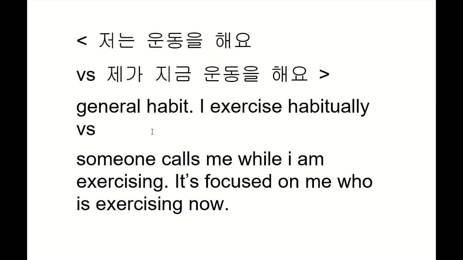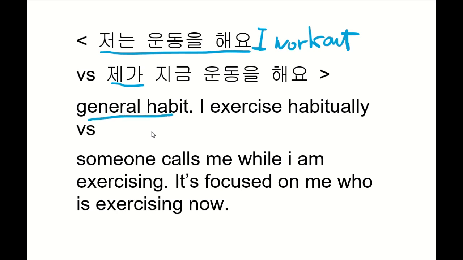And next one, other example. 저는 운동을 해요. I work out. I exercise. 제가 지금 운동을 해요. I'm working out now. So, general habit. Probably I work out like every week, twice or 3 times a week. I exercise habitually. 저는 운동을 해요. That's why we use 은는 here again.